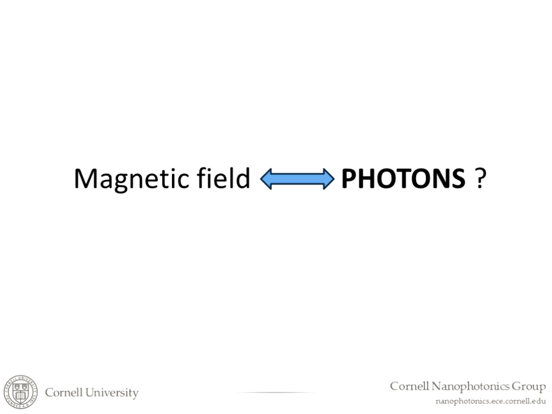So I first want to throw out a question to the audience. Will a magnetic field interact with photons? The answer is pretty obvious, because at a very fundamental level, photons are neutral particles. They're not electrons, so they wouldn't interact directly with a magnetic field. However, the photons do interact with the magnetic field indirectly through the use of magneto-optical materials, for example.